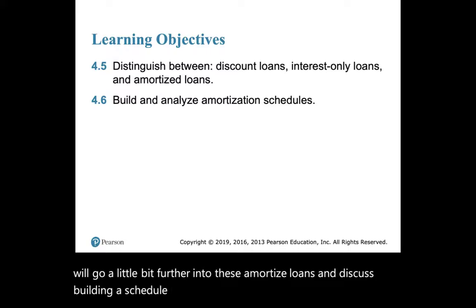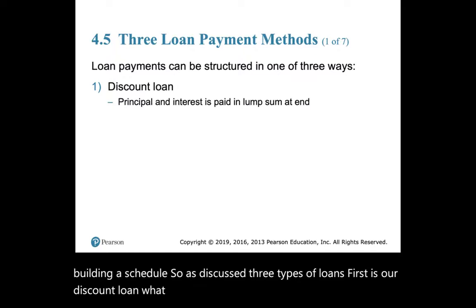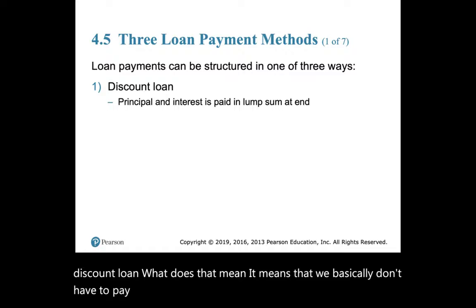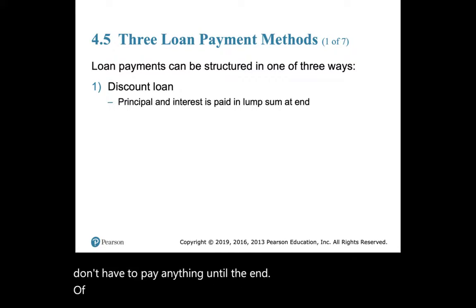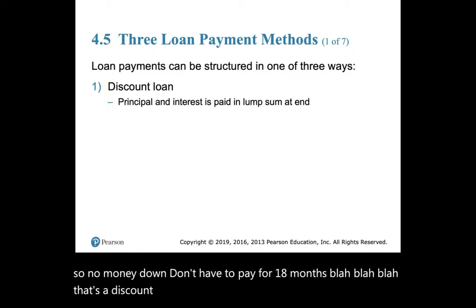So, as discussed, three types of loans. First is our discount loan. What does that mean? Well, it means that we basically don't have to pay anything until the end of the period. So we don't pay any principal or interest until the end. So no money down, don't have to pay for 80 months, blah, blah, blah. That's a discount loan. Sounds wonderful, doesn't it?